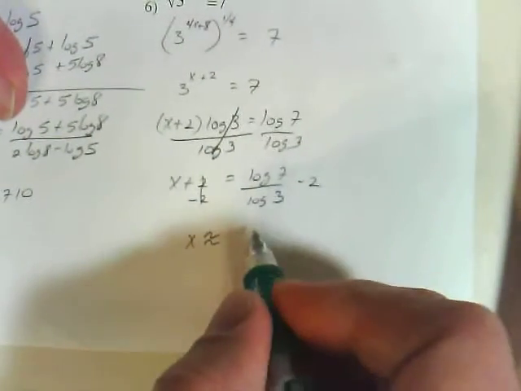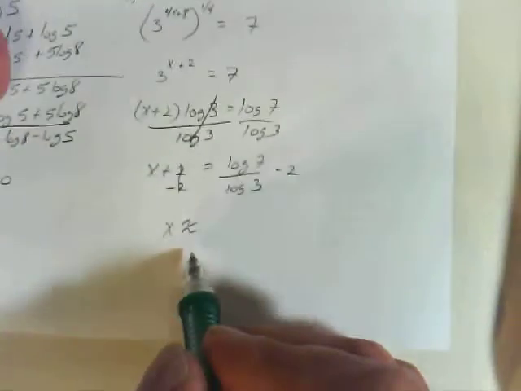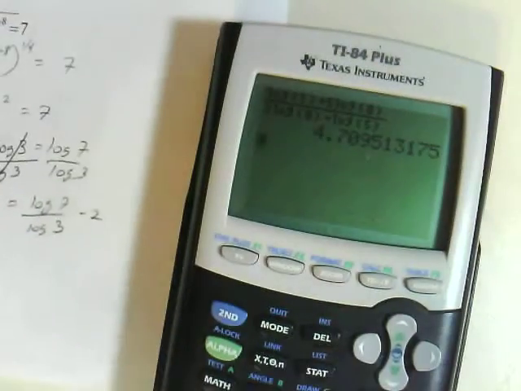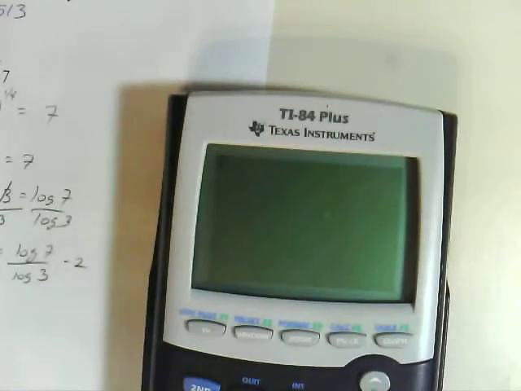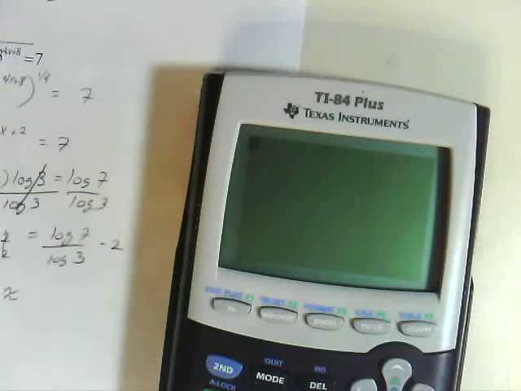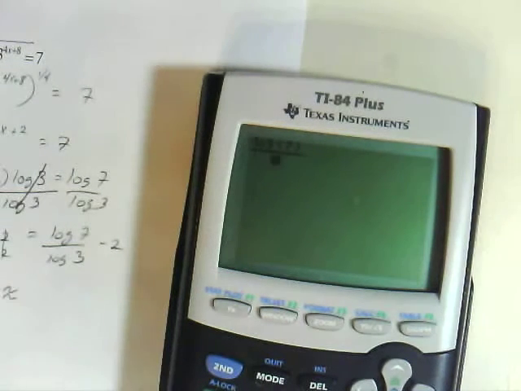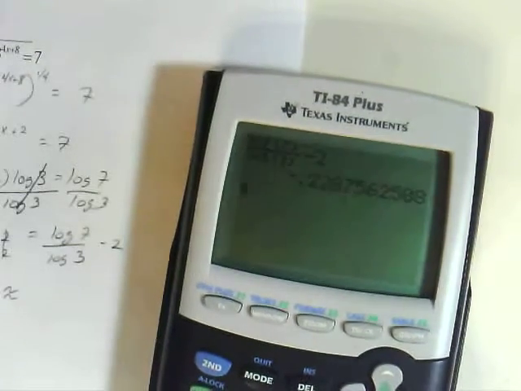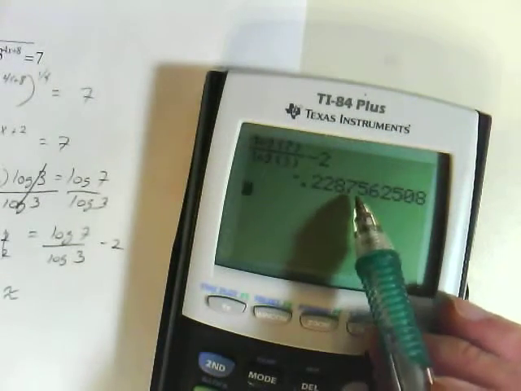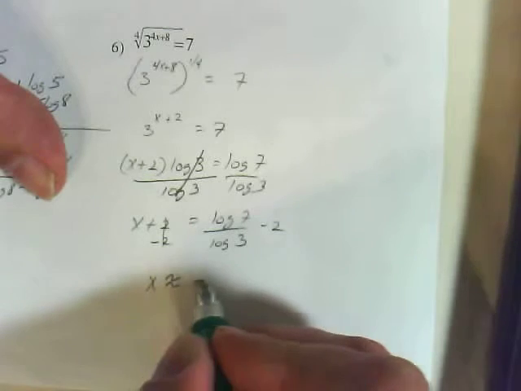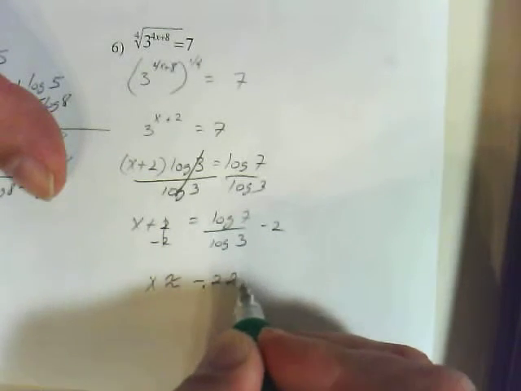And x will be approximately, again, this would be my exact answer, and approximately would be, let's clear this out. What are we trying to do? Alpha F1, we got the log of 7, close parentheses, over the log of 3, close parentheses, and outside of that, minus 2 is equal to negative 2.287. That 7 is going to affect the 8 to a 9, so that would be negative 0.229.